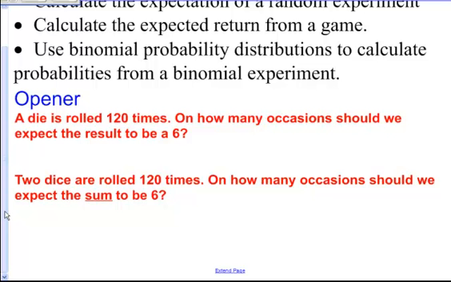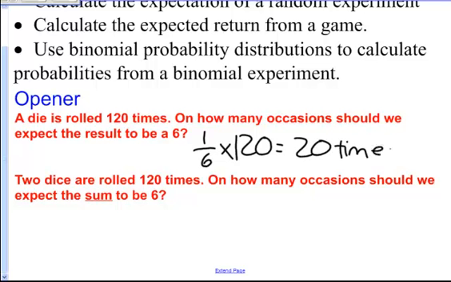Okay, so a die is rolled 120 times. On how many occurrences should we expect the result to be 6? So if we have a fair die, then we're going to have 6 different sides, so then 6 should show up 1 out of 6 times. And then if we multiply that by 120 trials, we'll get 20 times we are expecting this to occur.